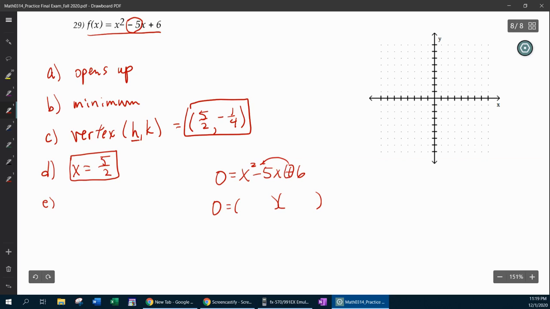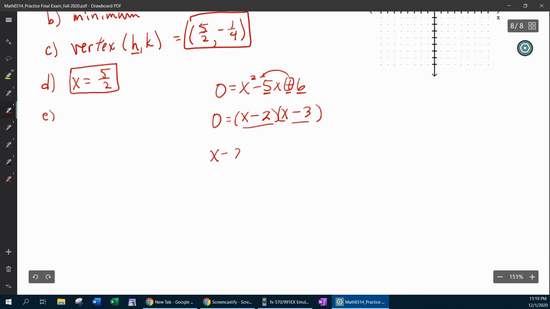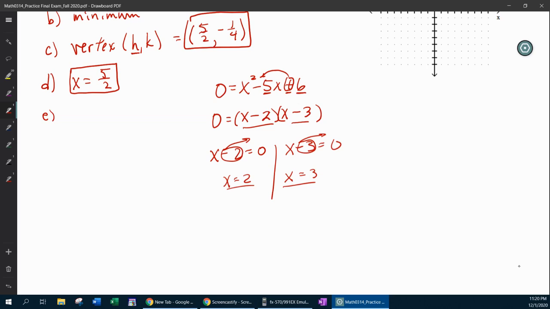So the signs are both going to be negative. x and x to make x squared. And then I need numbers that multiply to make 6 and add to make 5. And that is 2 and 3. 3 times 2 is 6, 3 plus 2 is 5. If I set each factor equal to 0 and solve, I'm going to find my 2 x-intercepts. Moving the 2 over, moving the 3 over gives me x equals 2 and x equals 3. Those are the x-intercepts. Let's write those as ordered pairs.